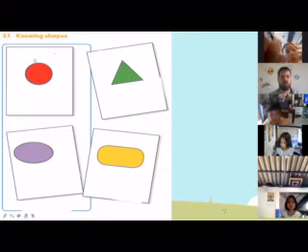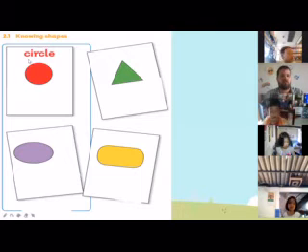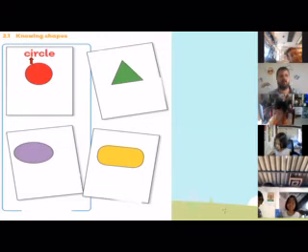What shape is this? This is a circle. Circle. Let's spell circle. Are we ready? So C, I, R, C, L, E. Circle. Okay, circle. Now, students, what objects are in the shape of a circle?